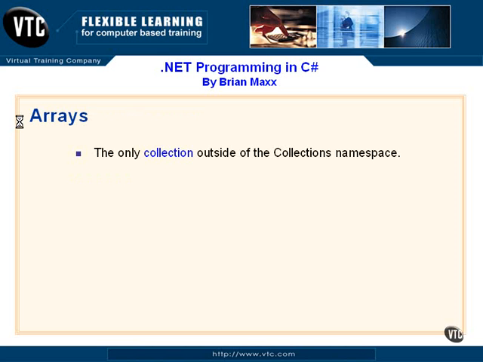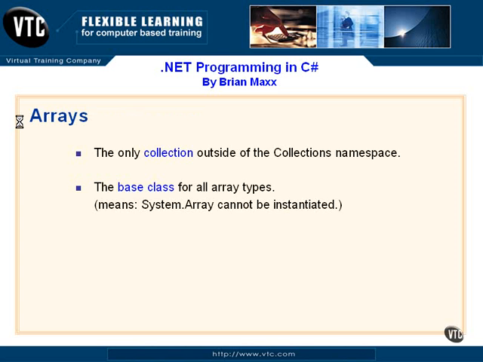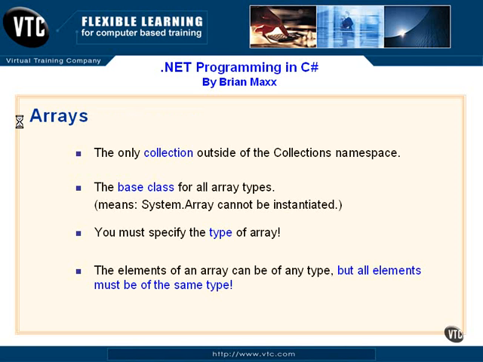Arrays are the only collection, like I said, outside of the collections namespace. But they're so important that they're actually the base class for all array types. And this means that the actual System.Array cannot be instantiated. So it's important to know that. We'll talk about that in the object-oriented section. You must specify the type of the array. And we'll talk about what exactly an array is as well. This is just a high level.